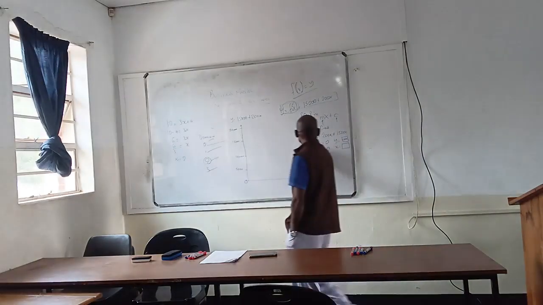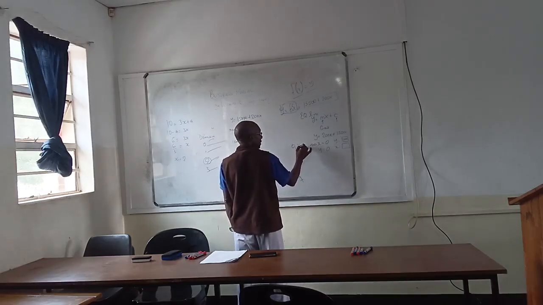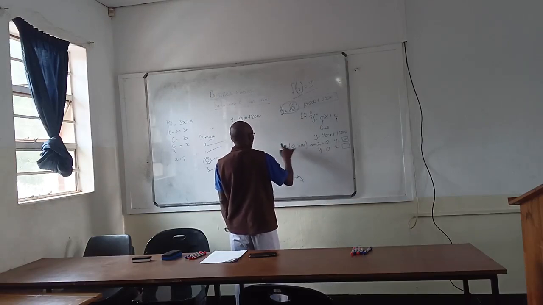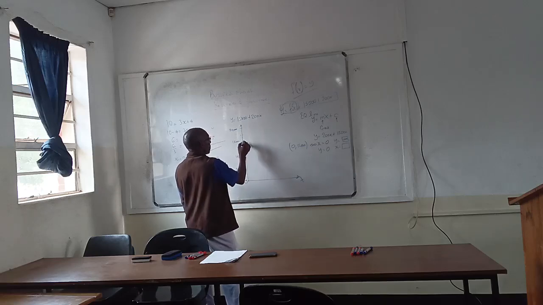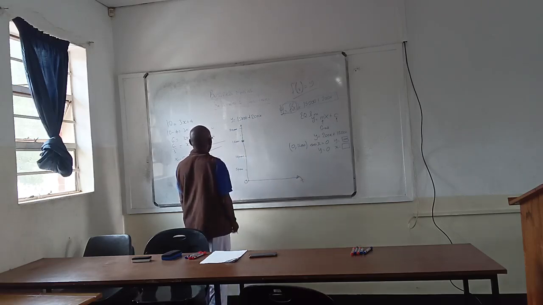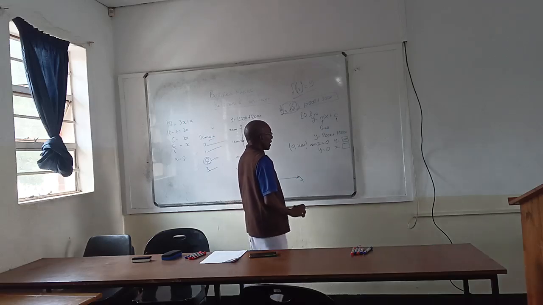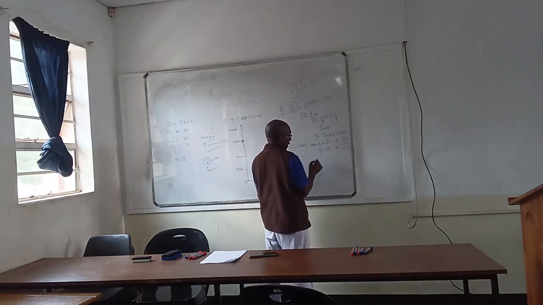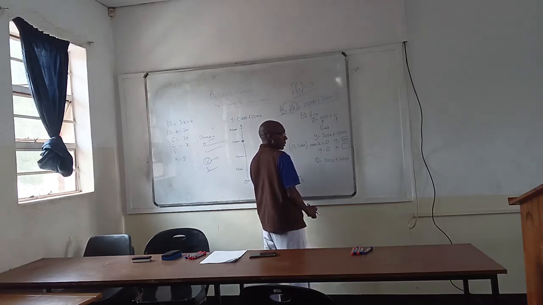Therefore, the coordinate here is x is 0, y is 15,000. That's the first point. The second point: make y equal to 0. If you make y equal to 0 here, it will be 0 is equal to 200x plus 15,000.